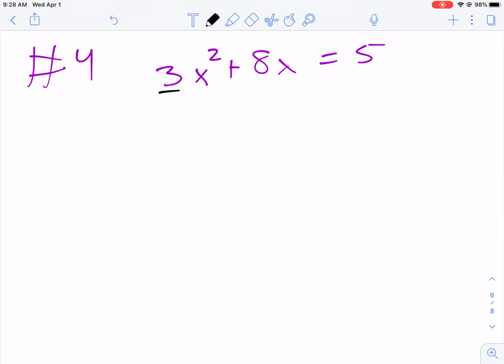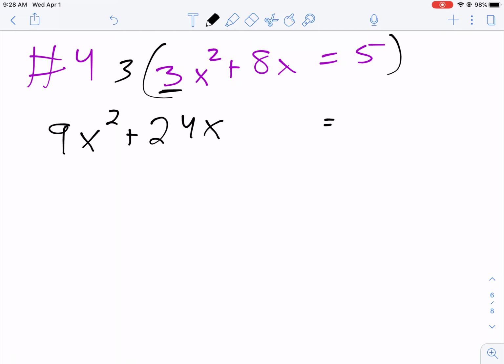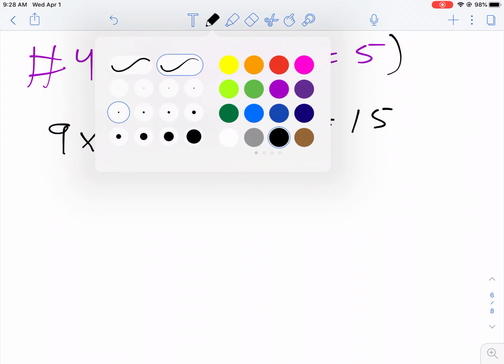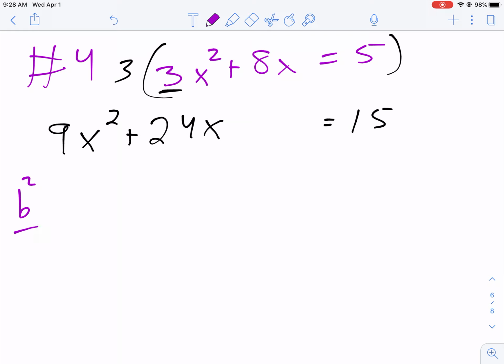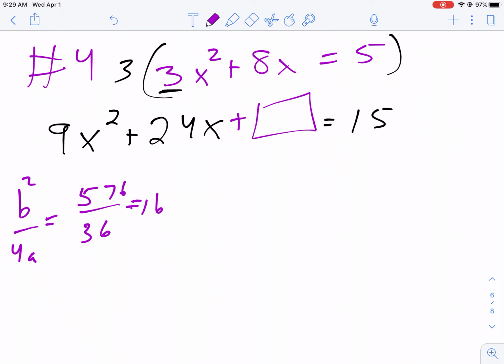Now, if you notice that a is not a perfect square, but we all know that we can multiply everything by 3 to create a perfect square. So we're going to go 9x squared plus 24x equals 15. Now we are going to complete the square by doing our b squared divided by 4a. So our b is 24. So 24 squared, 576, divided by 9 times 4, 36, is 16. So we're going to add 16 to both sides.